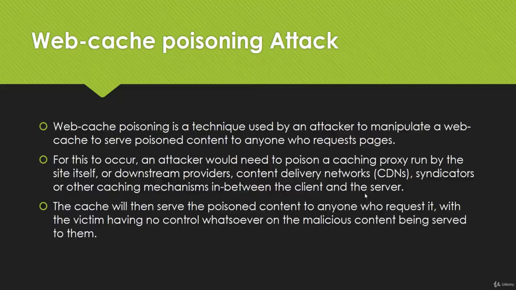Now let's talk about what is a web cache poisoning attack. Basically, it is a technique used by an attacker to manipulate a web cache to serve poisoned content to anyone who requests pages. For this to occur, an attacker would need to poison a caching proxy run by the site itself, or maybe by downstream providers, or maybe by CDNs. CDN stands for Content Delivery Network. Or we can use other caching mechanisms in between the client and the server.